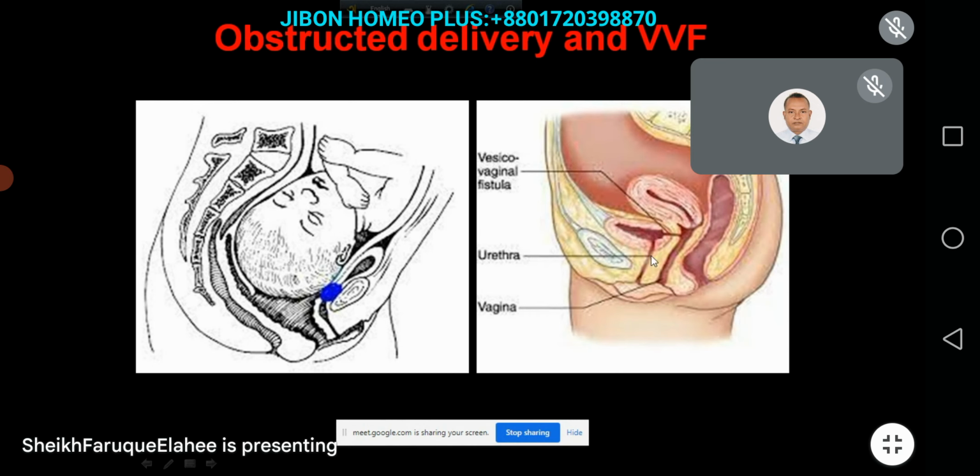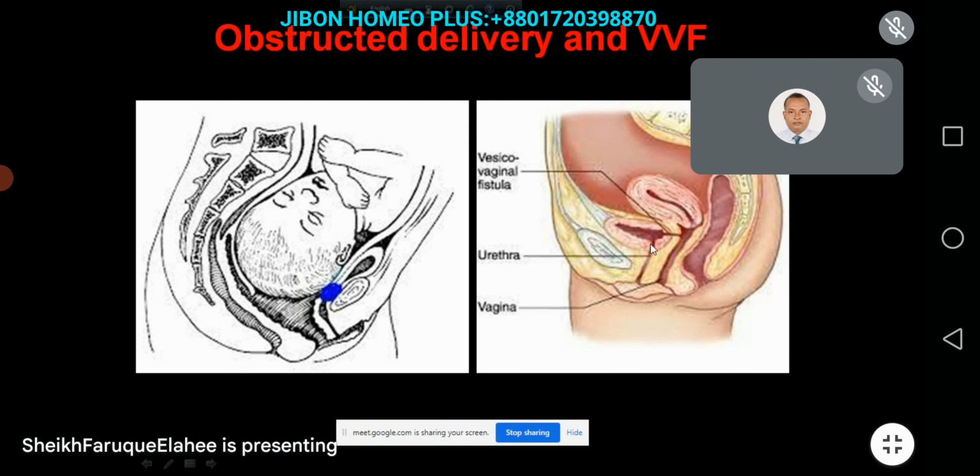Or if your patient has too much urine collected in the bladder, she cannot hold it anymore. So she will pass the urine involuntarily. This is called incontinence, but false incontinence. But when there is a fistula, like here, this is called true incontinence.